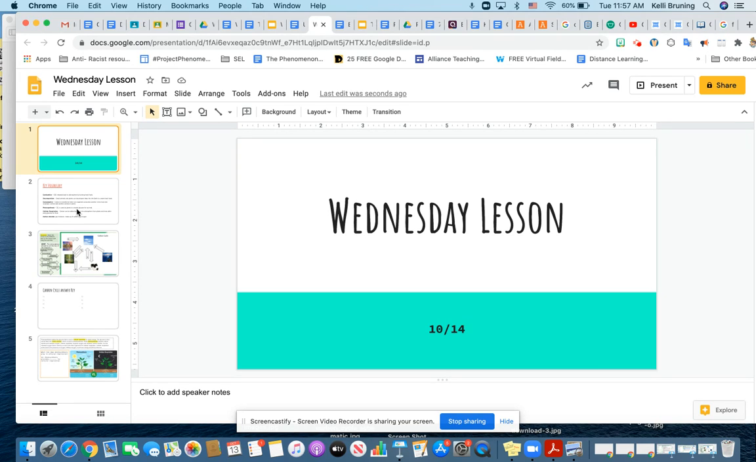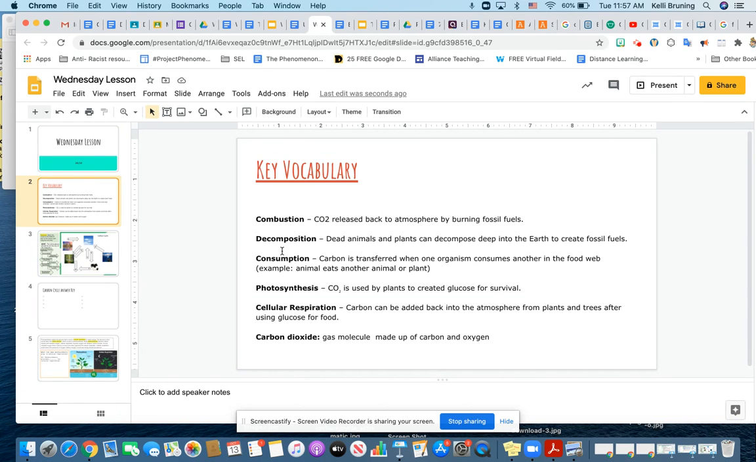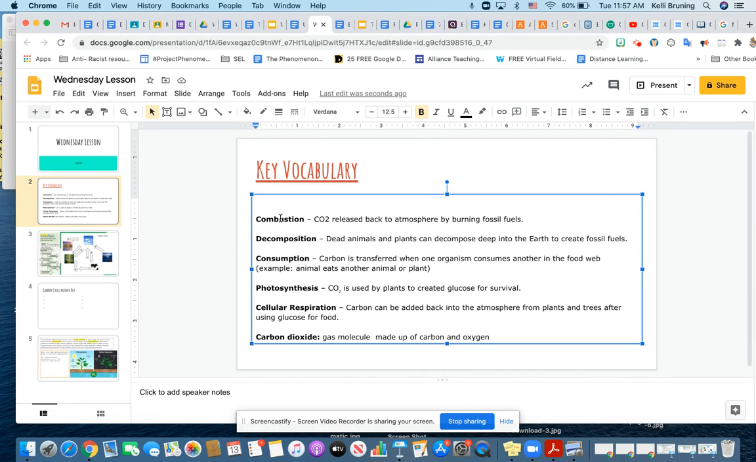So first, I just want to go over some key vocabulary here that might be a little bit new to us, and some might be a little bit of a review. So our first vocabulary word is combustion. Combustion is when CO2, remember, our carbon dioxide, is released back to the atmosphere by burning fossil fuels. So we have our fossil fuels here, which remember are coal, oil, and gas.